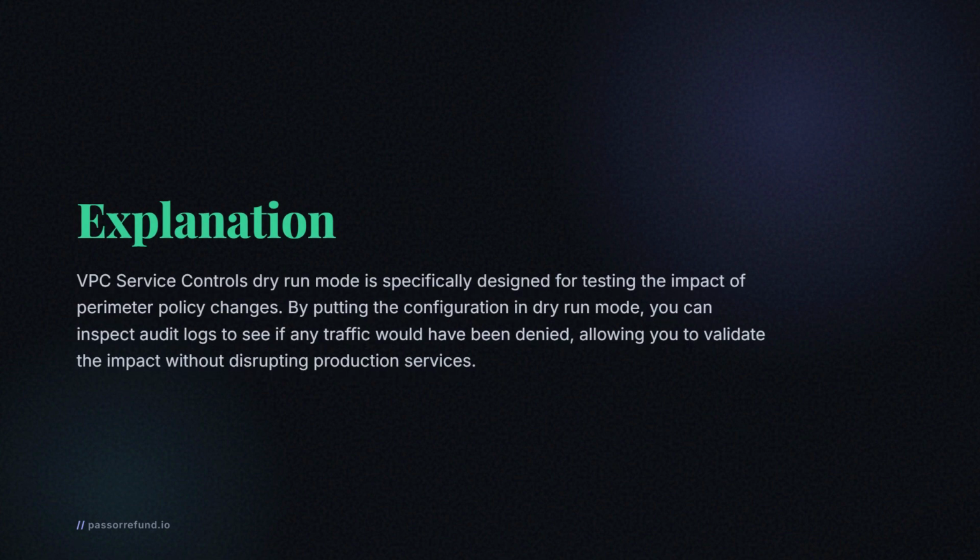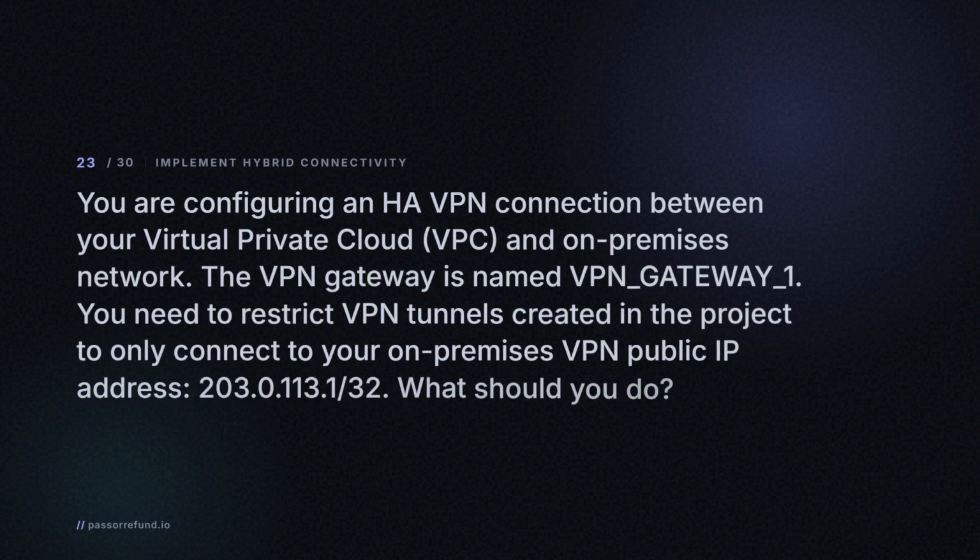Here's the answer. B. VPC Service Controls dry run mode is specifically designed for testing the impact of perimeter policy changes. So, what about this one?